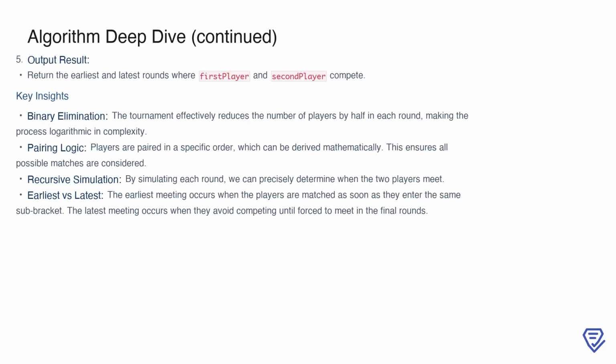After simulating the tournament, the algorithm returns the earliest and latest rounds where first player and second player compete. The process leverages key insights into how the tournament structure works. Each round halves the number of players, making the algorithm logarithmic in complexity. The pairing logic ensures that all possible matches are considered, as players are paired in a mathematically consistent order. By simulating each round, the algorithm can precisely determine when the two players meet within the tournament's hierarchy. The distinction between the earliest and latest rounds is based on how soon or how late these players are forced into the same subbracket, highlighting the flexibility of this recursive approach.